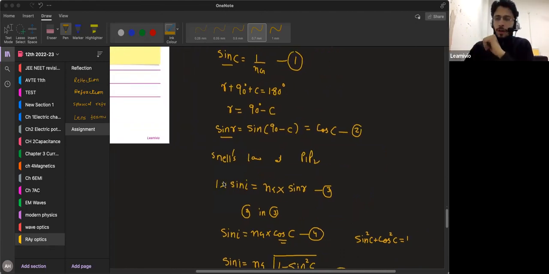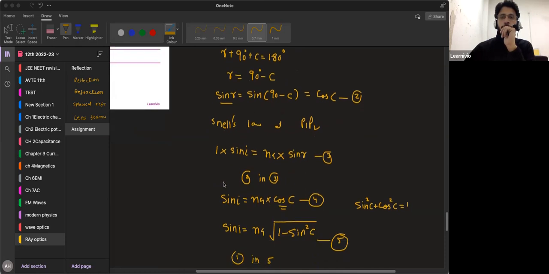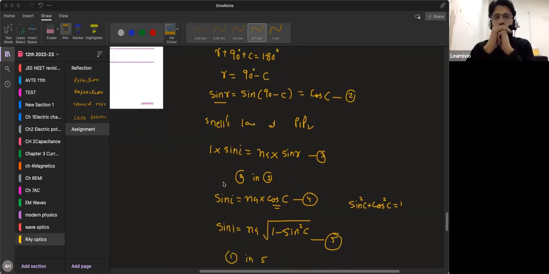So on Wednesday, you have test of chapter number 3. Next Wednesday, chapter 4, then 6th, then 7th, then wave optics. Meanwhile, I'm sharing a revision assignment of current electricity also. So if you want, you can just practice some questions from that assignment.